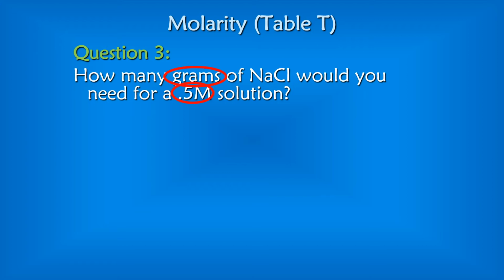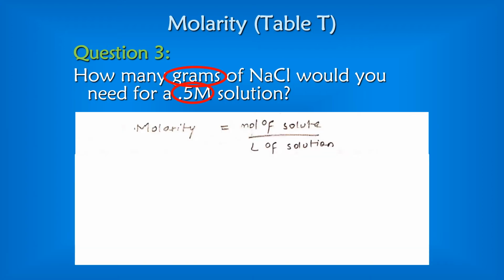Okay, so as always, let's start by writing our equation. Molarity equals moles of solute divided by liters of solution. Now notice how in this equation we don't see the grams of solute anywhere. However, what we do see is the moles of solute. So if we calculate the moles of solute, it would then be easier for us to convert the moles of that solute into the grams of the solute.